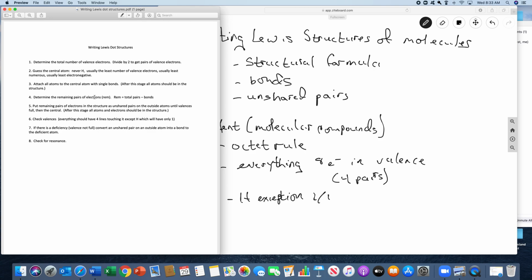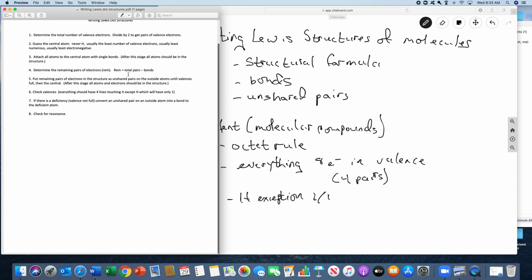Then we determine the remaining pairs of electrons. I call it rem for remaining. Remaining will be your total pairs from step 1 minus the number of bonds you drew, okay? Then what do we do with those remaining? If there are no remaining pairs, we skip step 5. Then we put the remaining pairs of electrons in the structure. We fill from the outside in. So we put them as unshared pairs on the outside atoms until the valences are full, so you have to keep track. Remember, bottom line, you'll never have more than 4 lines touching something. And once the valences are filled on the outside atoms, if you still have electrons, you go to the central atom. After this stage, all the atoms and electrons should be in the structure.